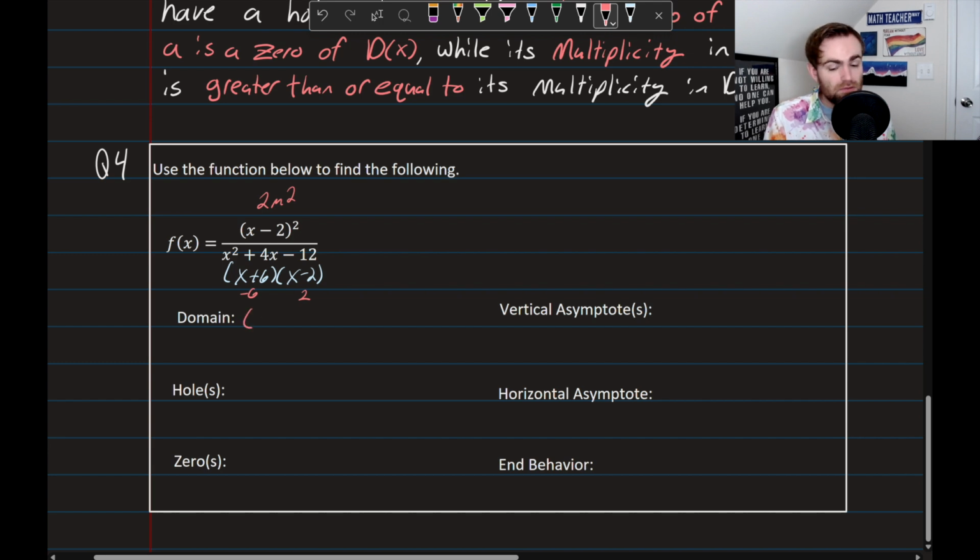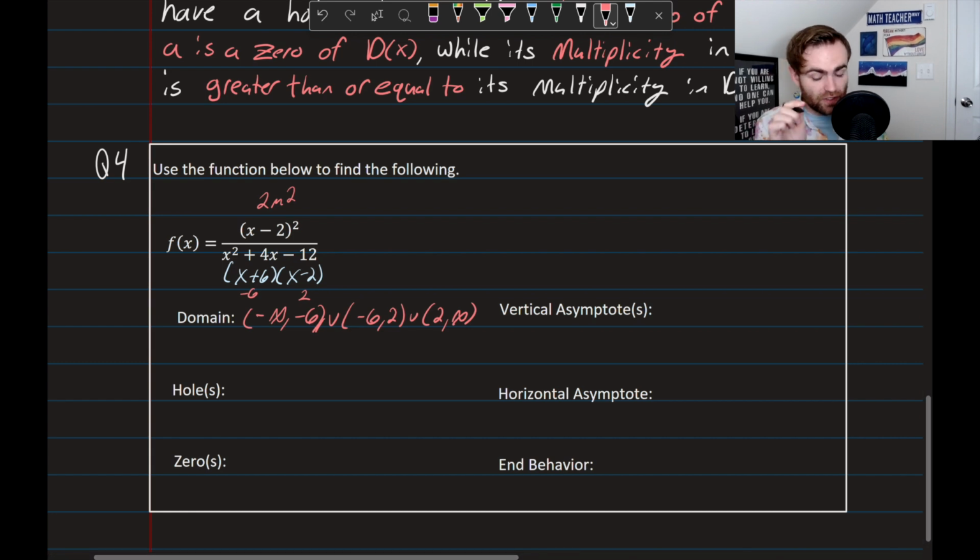So our domain doesn't include -6 or 2, so -infinity to -6, -6 to 2, and then 2 to infinity. Hole, since 2 has a higher multiplicity in the numerator, x equals 2 is our hole. Our 0, well, we have none, because it's a hole. Vertical asymptote, our unique 0 was -6, so x equals -6.